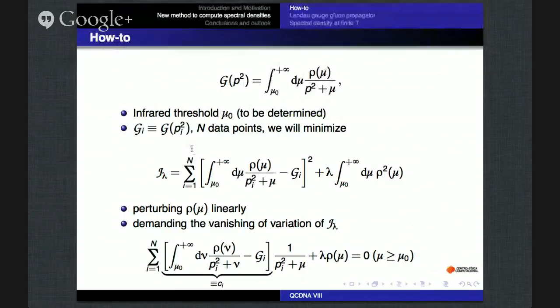So again, you have this. If you want to try to get the spectral density, you have to impose some infrared threshold mu zero to avoid a singularity at zero momentum. On the lattice or in some numerical estimate, you usually have a discrete set of n data points. So you have this information here, and you want to minimize this quantity that I have defined before. You have this now explicitly in terms of the G_i. If you do some linear perturbation of this equation, doing a variation and demanding the vanishing of the variation of this quantity, you get this equation.